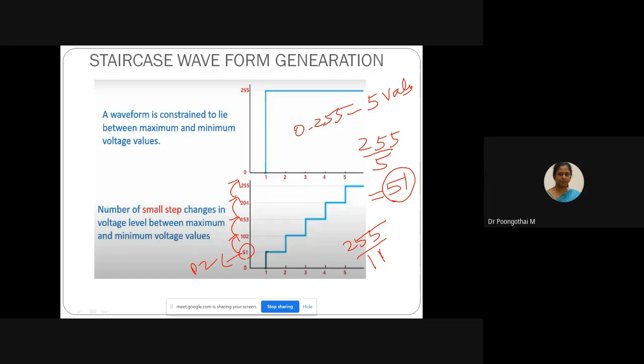So what is the answer for 11? 255 divided by 11 is around 23, so we can fix 25. 25, likewise 50, 75, till it reaches 250. So we can get 11 counts. That is 11 steps we can generate.